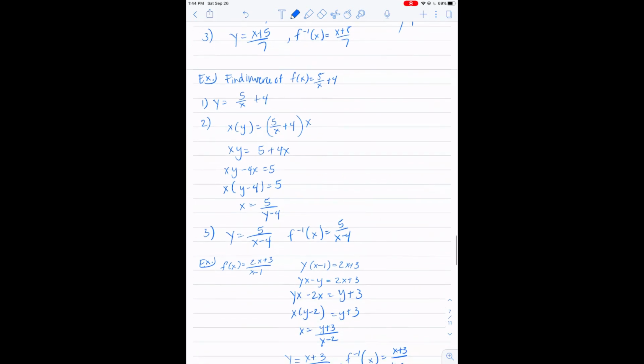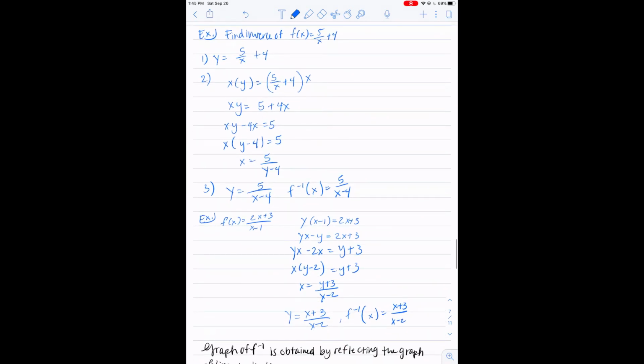Here's another example. I want to find the inverse of f of x equals 5 over x plus 4. So I write y equals 5 over x plus 4. Now I want to solve for x. I'm going to multiply each side by x, this way I can cancel out the x in the bottom. So I have xy equals 5 plus 4x. And I want to get x by itself.